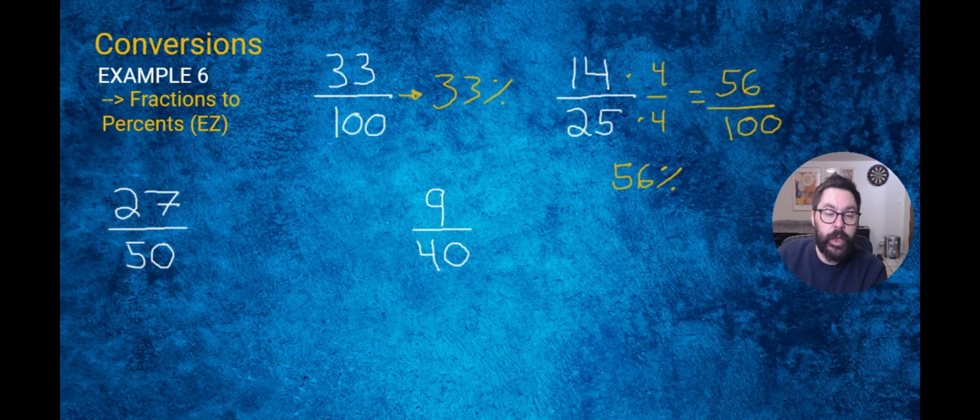Percent means per 100. 27 over 50, similar story. 50 goes into 100 evenly, so we got to multiply it by 2, but we have to do the same thing to the top of the fraction. You can't just change one number. Let's start on the bottom. That's easier. 50 times 2 is 100. 27 times 2, that should get you 54. And again, when you have a number over 100, that just translates into the percent. We have 54%.